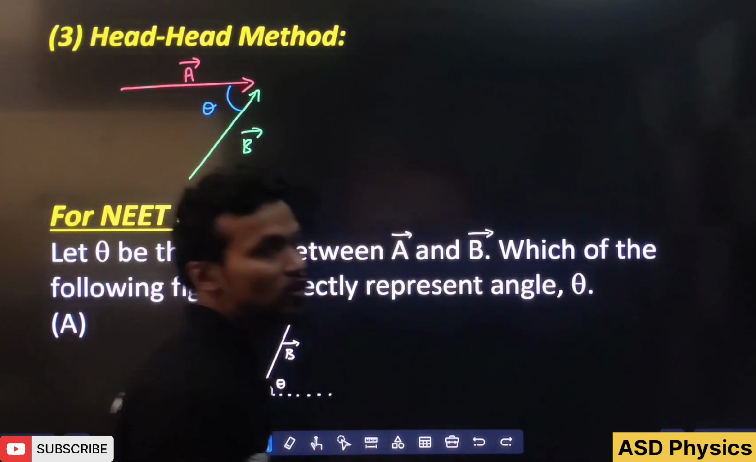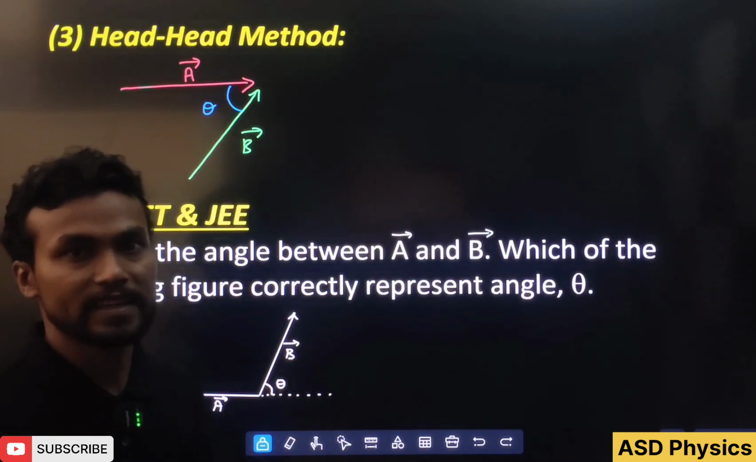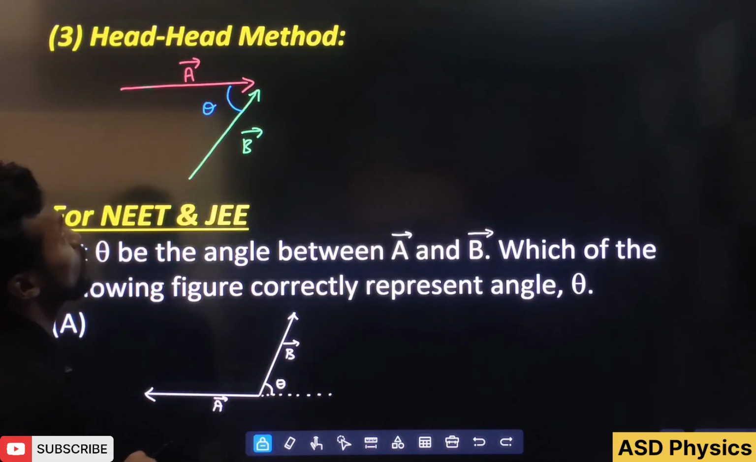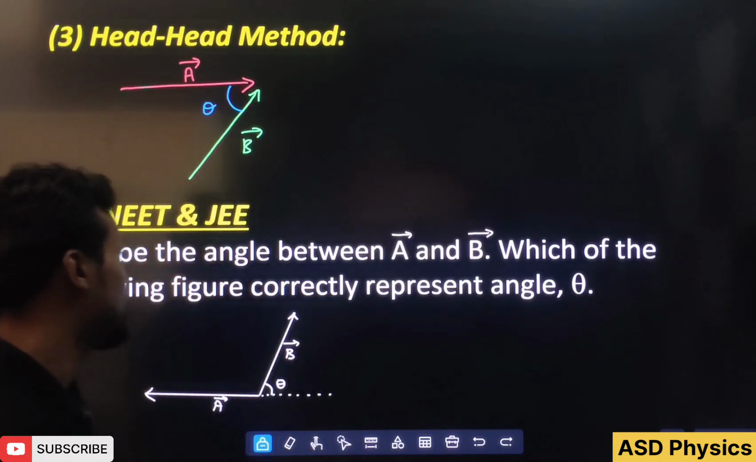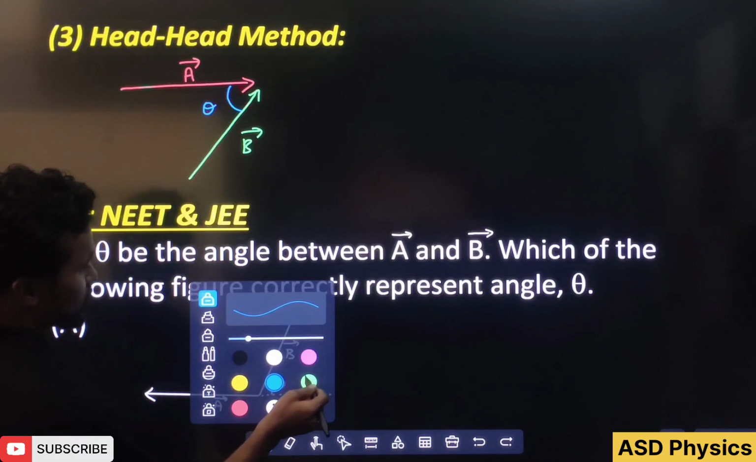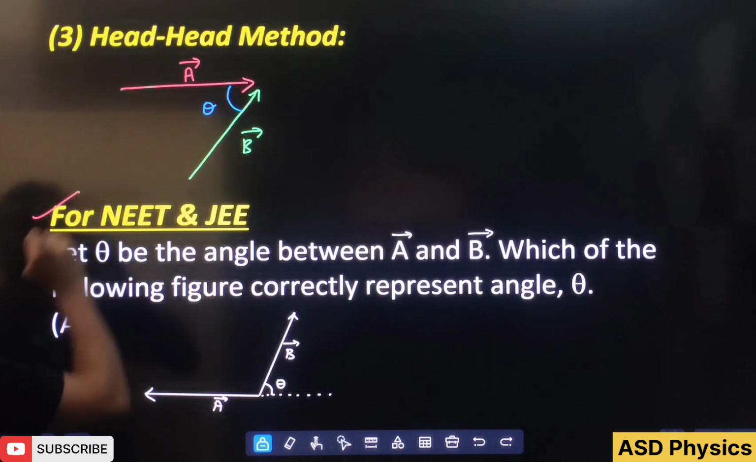And when head and head is coinciding, that time also no need of any dotted line here, just directly take the smaller angle theta here. Okay, students? So this is about the concept of angle between the vectors. Three concepts are there. After that, students, if you have understood this thing, let's see this question for the NEET and JEE, very important. See here.